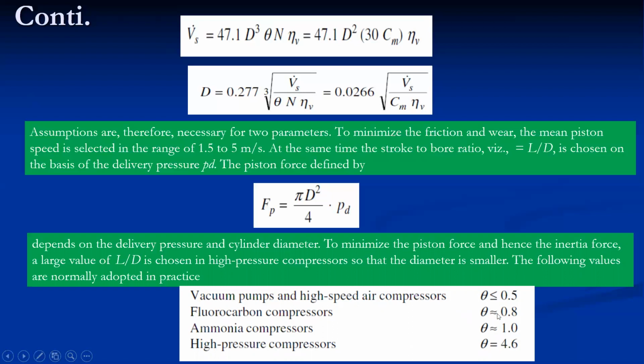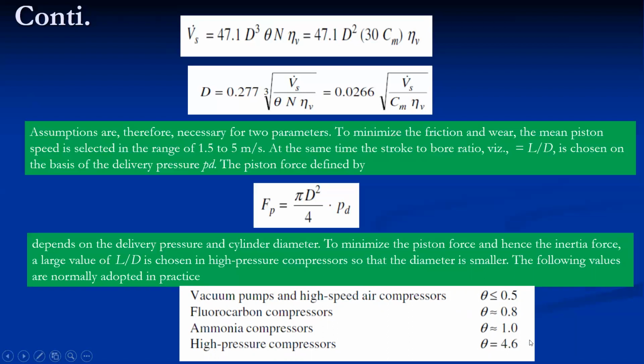For fluorocarbon compressors, it is near about 0.8. An ammonia compressor is close to 1. And for high pressure compressors like R410A, the L by D ratio is very large, 4.6, to minimize the piston force. But make sure that some ANSYS analysis is required for this L by D ratio.